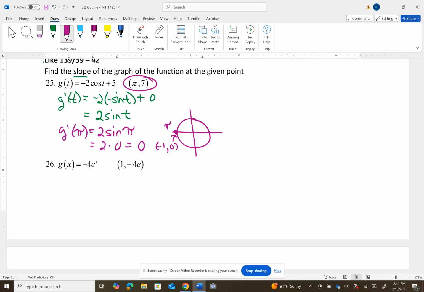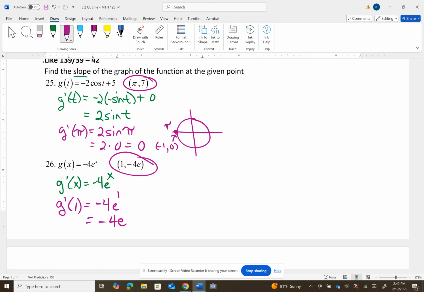Okay. Now, with 26, the function we've got is a e to a power. So the derivative for that would be negative 4e to the x. Now I'm ready to do the slope at this point. So I'm going to plug in a 1 for the x. And when I do, I get negative 4e. Alright, and now that's the exact answer. Right? That's the exact answer.